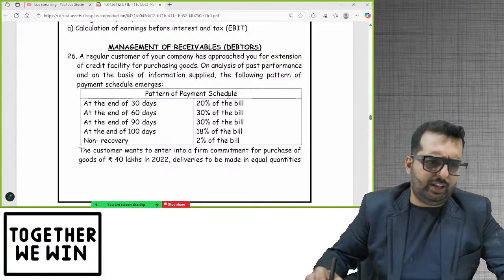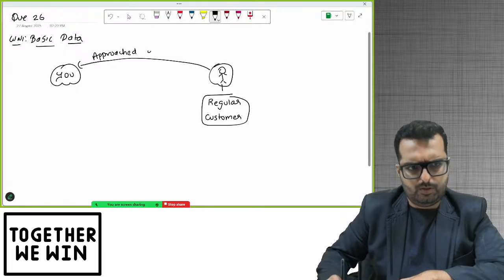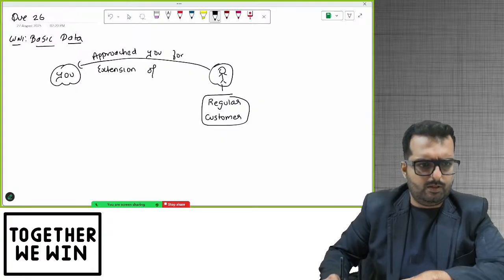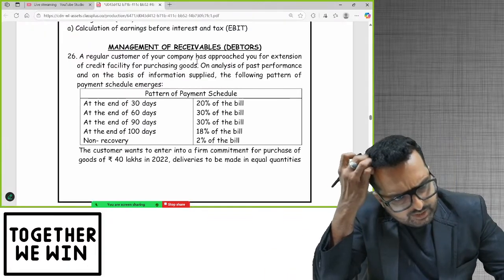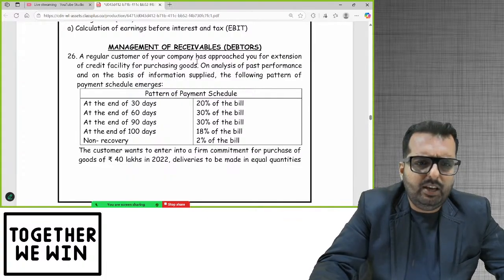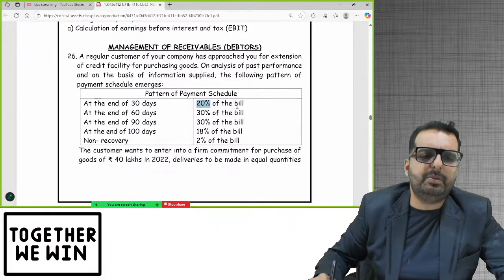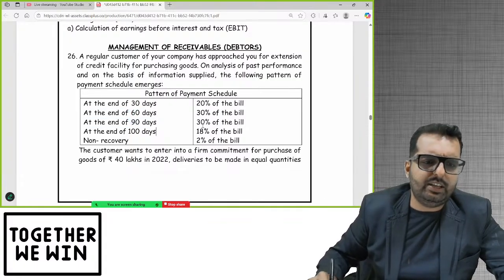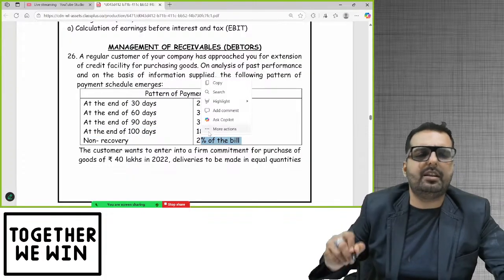He has approached you for extension of credit. On analysis of the past performance and on the basis of the information supplied, the following pattern of payment has been given. At the end of 30 days, how much bill does he pay? 20%. At the end of 60 days, 30%. At the end of 90 days, again 30%. At the end of 100 days, 18%, and 2% of the bill he doesn't pay normally.